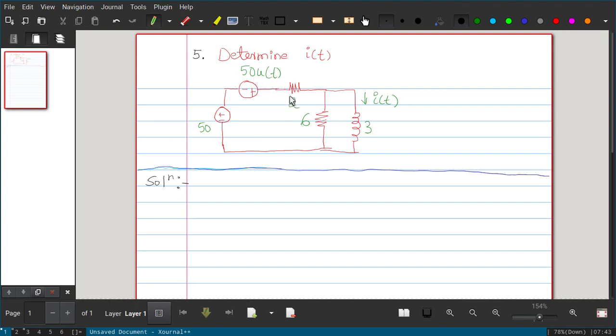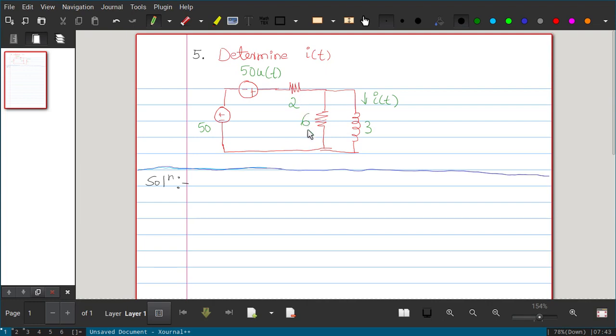And you have two resistors, 2 ohm and 6 ohm, and you have one inductor, 3 Henry, and the current passing through this inductor is i(t), and you are asked to determine the value of i(t). It's an example of a driven RL circuit.